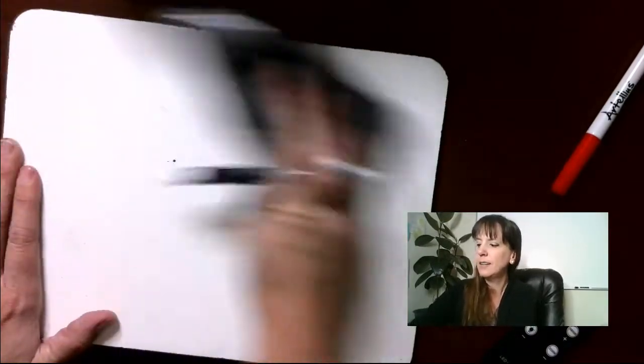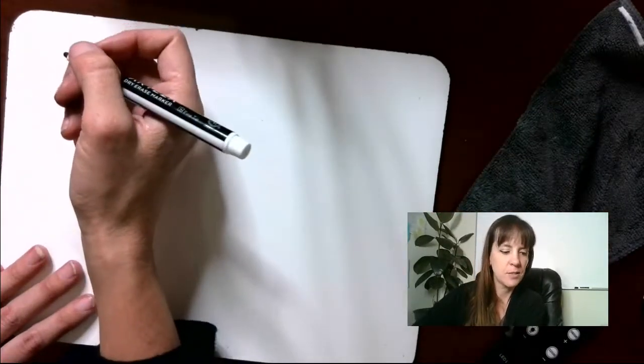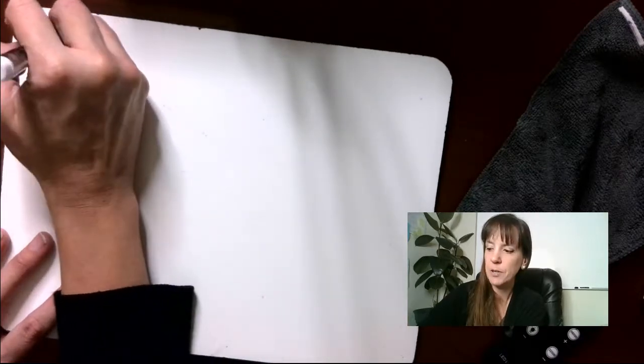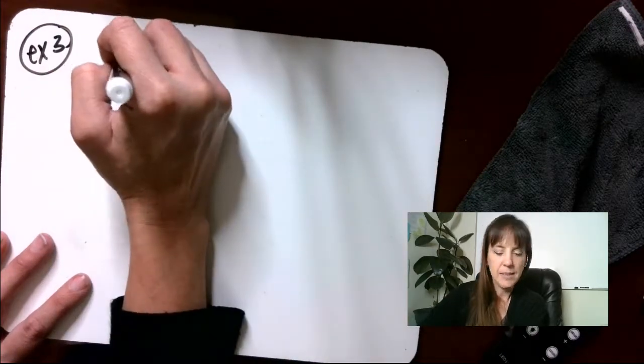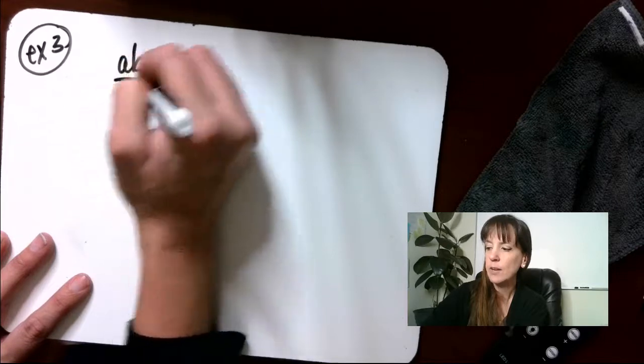All right, let's do another one. Example number 3. On this one, we have a b over c squared.